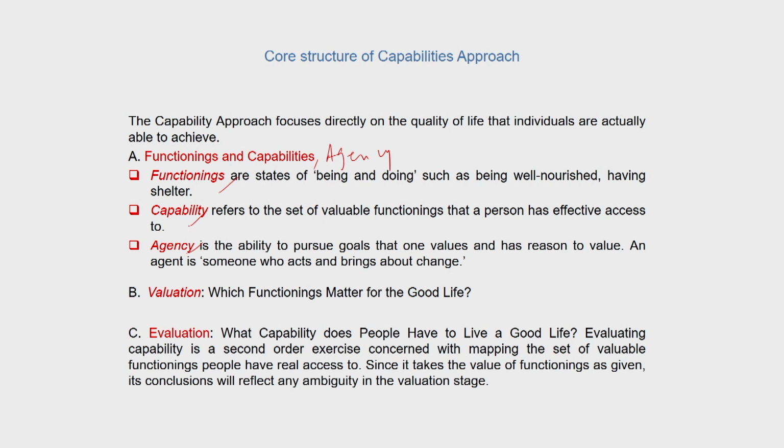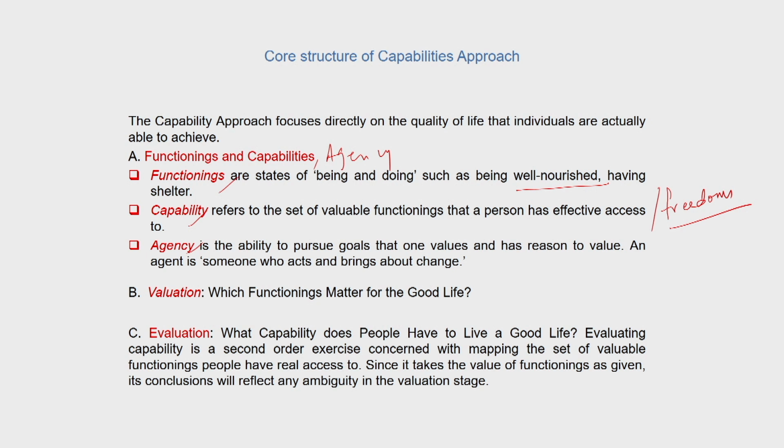The second concept which forms the core structure of the capabilities approach is capability, and capability refers to the freedoms to enjoy valuable functionings. In other words, capability is also referred to as freedoms. So, if you have achieved the functioning of being well nourished, then you have the capability of being able to do what you value or have reason to value. So, capabilities are the freedom to enjoy valuable functionings.